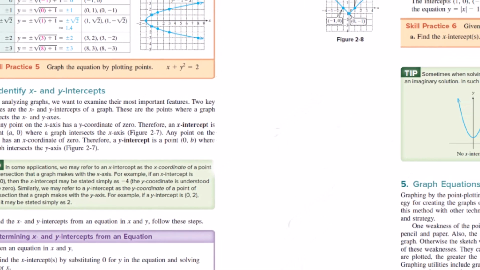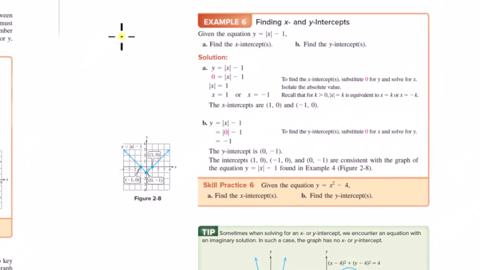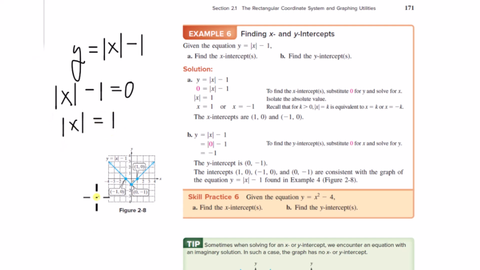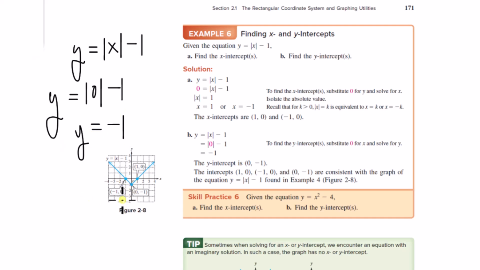Okay, so if you have y is equal to the absolute value of x minus 1, find the x-intercepts. Well, we set y equal to 0. The absolute value of x is equal to 1. Well, this is going to be 1 or minus 1. And if we look at the graph, that makes sense. 1 or minus 1, look, it crosses the x-axis. What about the y-intercepts? Well, you just set x equal to 0. There's one y-intercept. There it is.